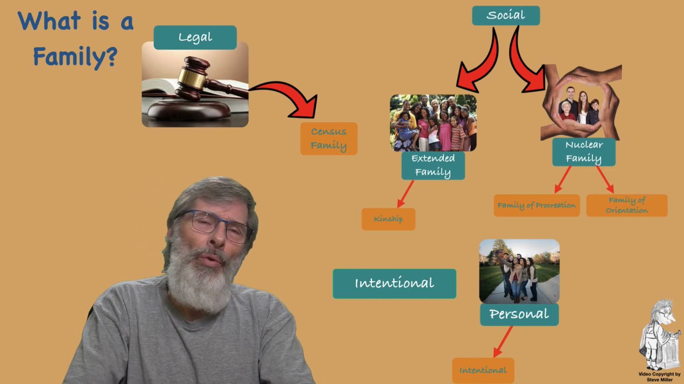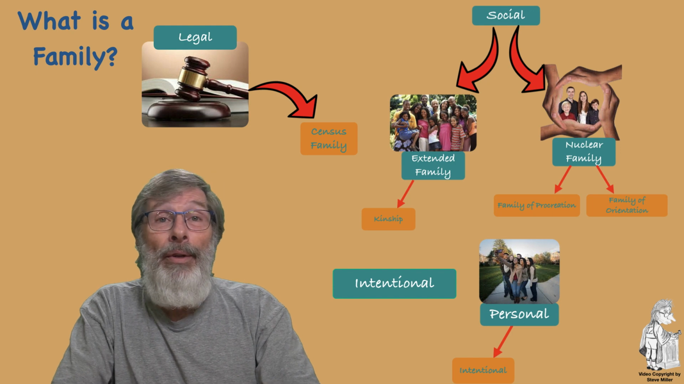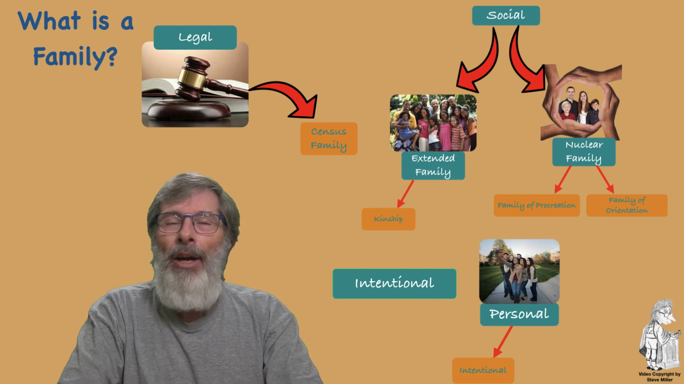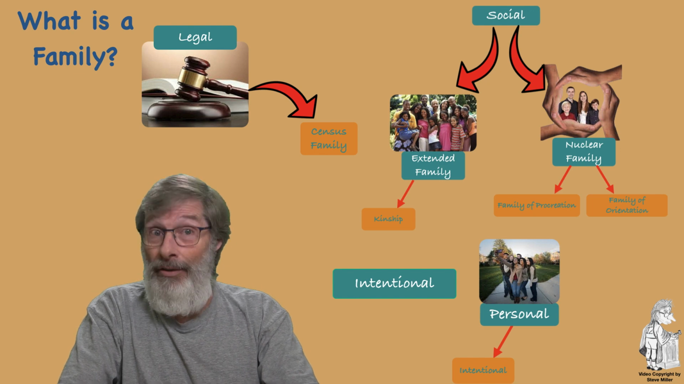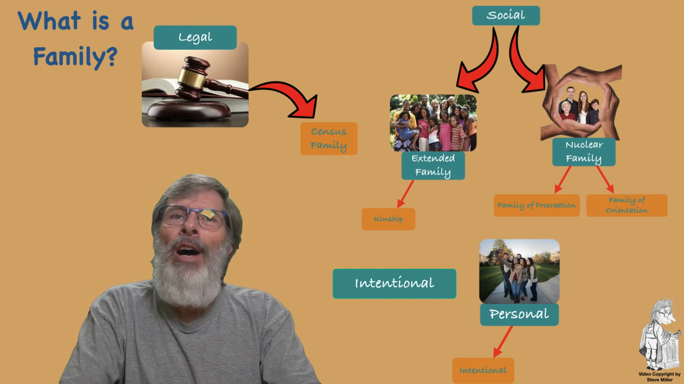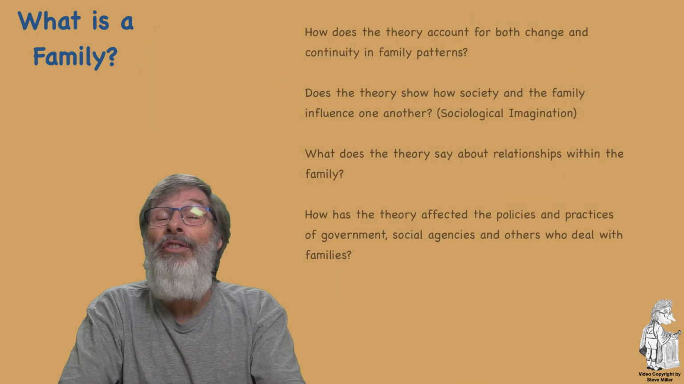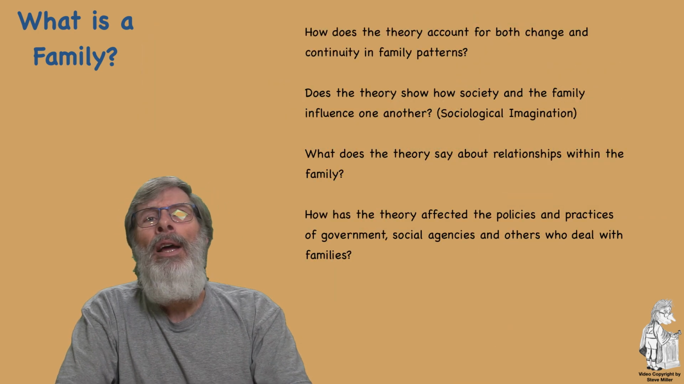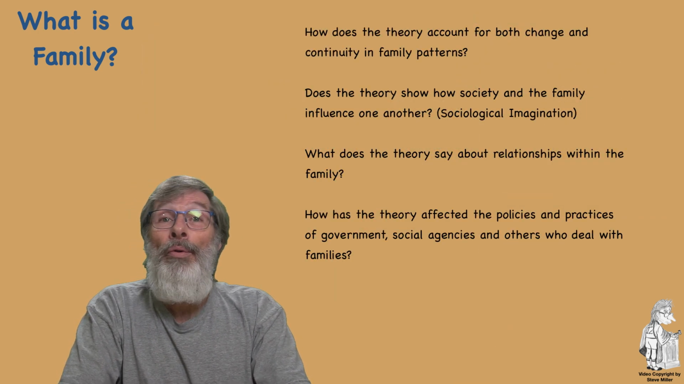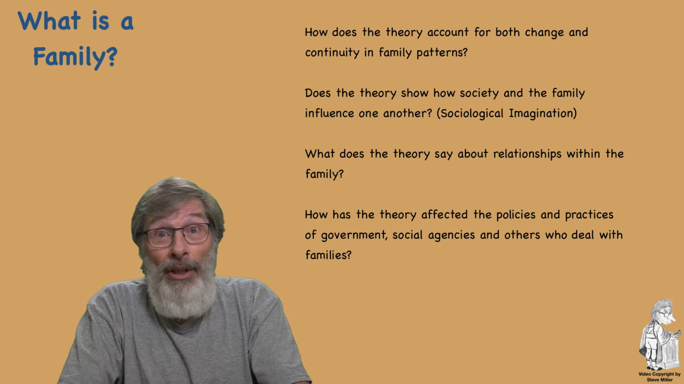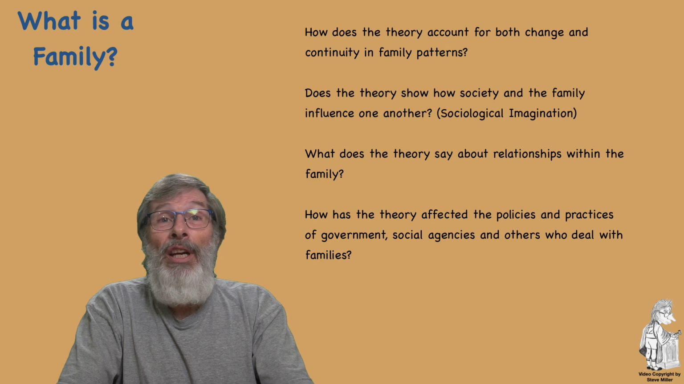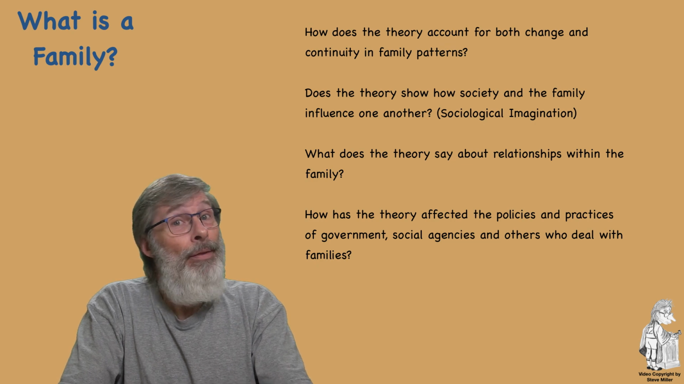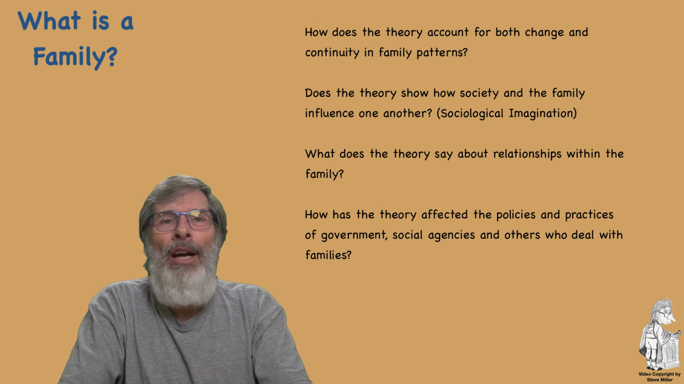So in part 2, we're going to look at the theories that aim to help us understand how family works and relate to society as a whole. Now, the following questions are going to be helpful when considering the theories. One, how does the theory account for both the change of family and the continuity in family patterns? As much as we've changed, we've also remained somewhat the same. So how do our theories account for that?